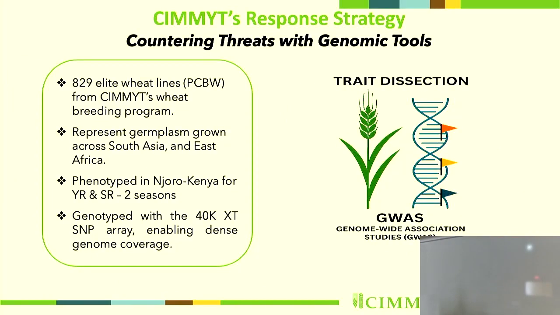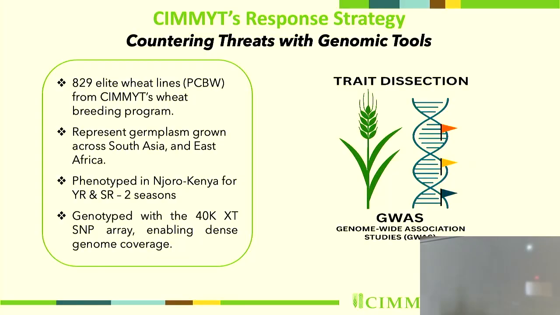So just going to touch base a little bit. This is something that after we had PstS16, we made a panel of the lines that survived PstS16, to try to figure out what is providing resistance when most of the material actually got knocked down because of that. Also for the stem rust as well. So we had a panel of about 829 elite bred wheat lines from our breeding program that we selected, and all these lines are the ones that will eventually be sent to the partner countries around the world.